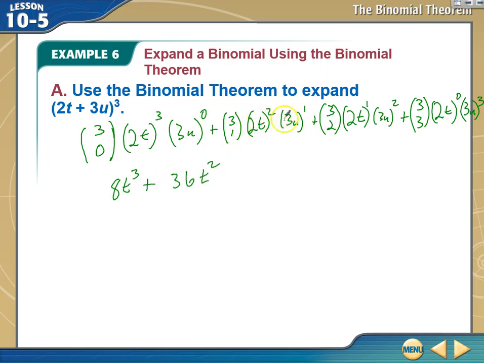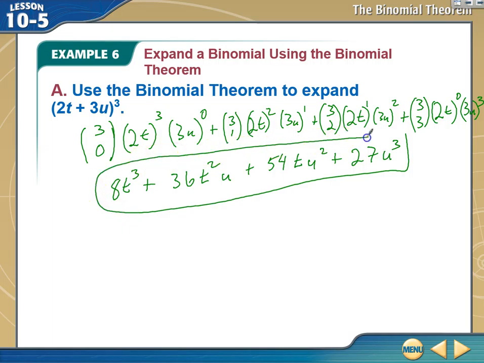36 t squared u. And again, 3 choose 2, also 3. 3 squared is 9 times 2. So 9 times 2 times 3 is 54 t u squared, plus, finally, last but not least, 3 choose 3. Again, 1. Anything choose the same anything gets me 1. And 2t to the 0 is 1. 3 cubed, that'd be 27 u cubed. There's my answer. Boom.